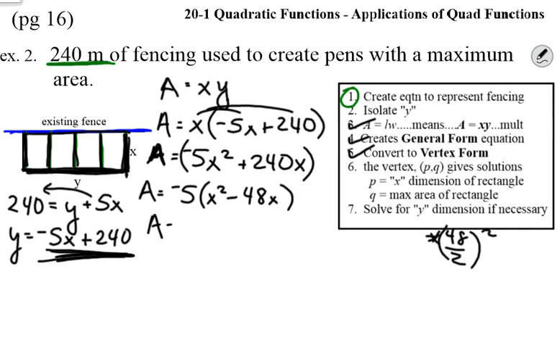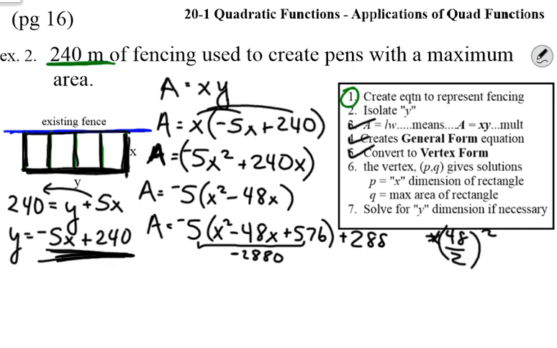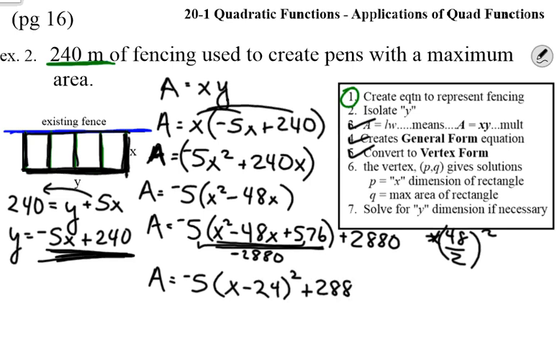576. So area is negative 5, x squared minus 48x plus 576. Well, we added in that 576, but because it's actually negative 5 times 576, we added a negative 2,880. So we need to add that 2,880 on. So we've added a value of 0. Area is negative 5. Let's do the perfect square calculation, which will be x minus 24 squared plus 2,880.